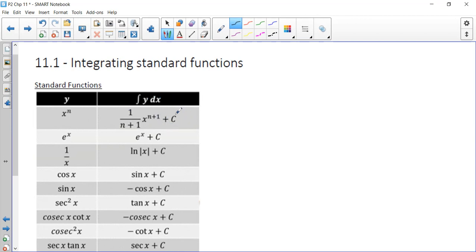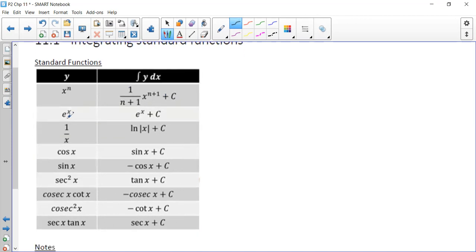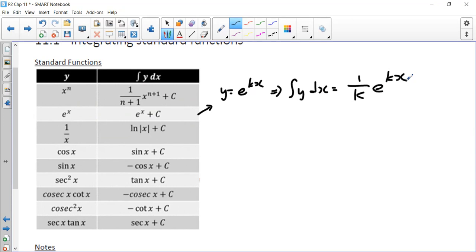And a lot of people would have forgotten plus c. Don't forget plus c. To integrate e to the power of x is just e to the power of x. Just one more thing in here possibly is, what about y equals e to the power of kx? Then the integral of y dx will equal 1 over k e to the power of kx. If in differentiation you're multiplying by the power, then in integration you're dividing by the coefficient of x, and then you put the e back in, right?